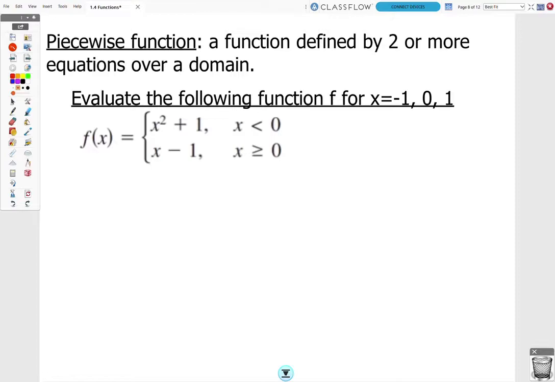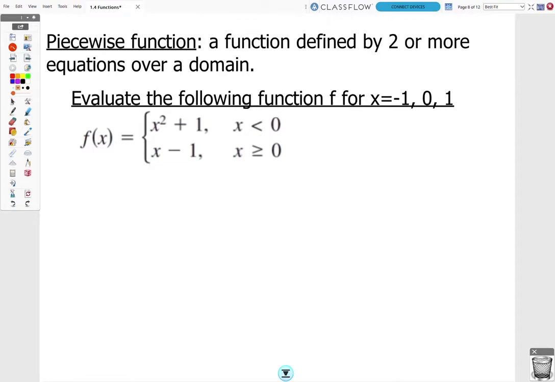Now the domain has been restricted to one piece or the other, sometimes even more functions, based on some restrictions. So if it's less than 0, I have to use this. If it's greater than or equal to 0, I have to use the second one instead. So when you have numbers like -1, 0, and 1, I can't just start plugging them in everywhere. -1 can only go into one of these two.